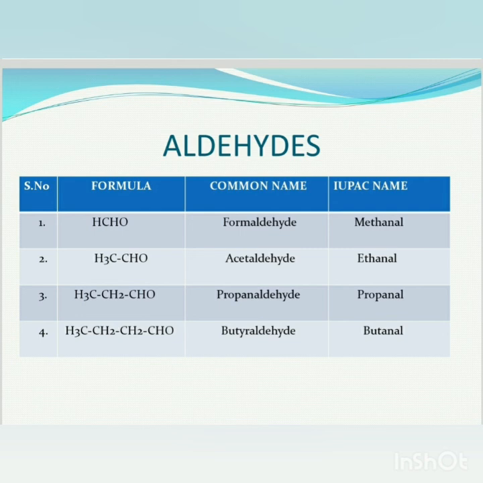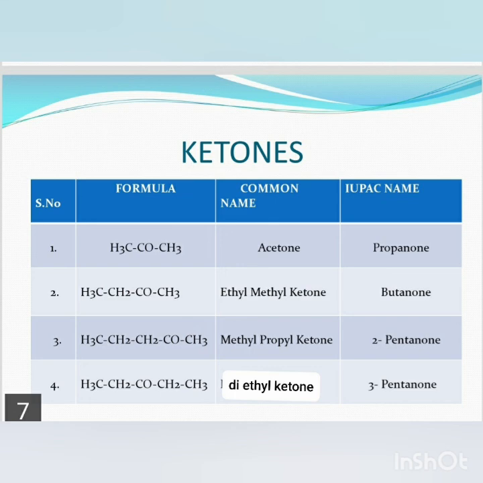Right. This is about nomenclature of aldehydes, and the next one is nomenclature of ketones. In this also we have two types of nomenclature, that is common name and IUPAC name. According to this, the common names of ketones are given by simply naming the alkyl groups attached to the carbonyl group and adding the word ketone. In case of simple or symmetrical ketones, they are named as dialkyl ketones.